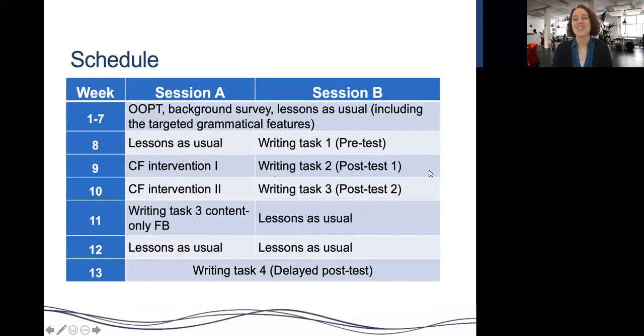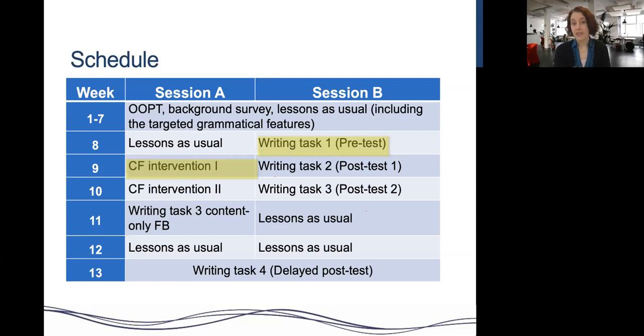All right, so just to paint a picture of the schedule that the studies tended to follow. In weeks 1 through 7, they had their normal lessons. They did the background survey, the Oxford Online Placement Test. And then in the middle of the term, this was framed as their first big writing test. They took the pre-test and immediately in the following class received their feedback intervention, and that differs according to studies. So we'll explain those one by one.